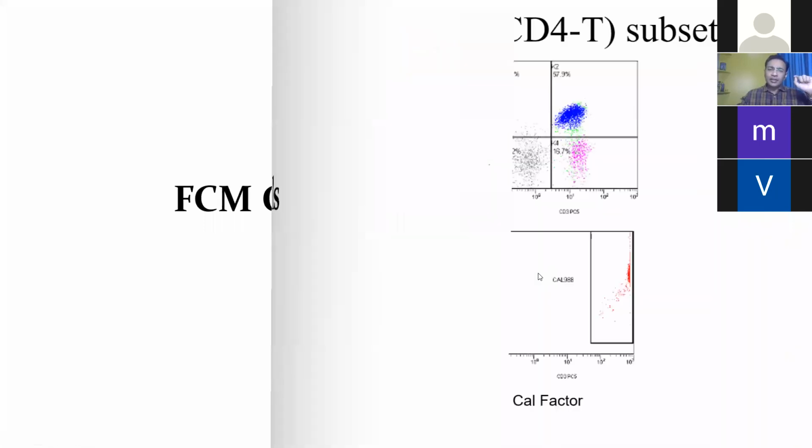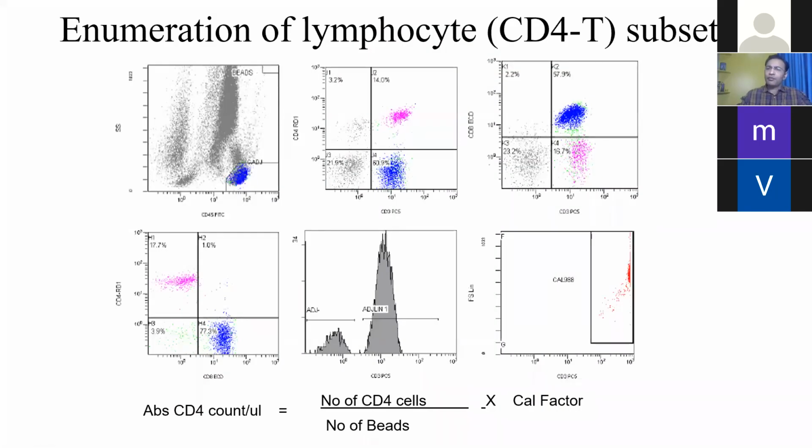Next is quantitation of cells, like CD4 counting. What we use is beads, with a single platform. For example, if we put 5,000 beads in 5 microliters of sample, that means 1,000 beads represent 1 microliter of sample. Then we count the number of CD4 positive cells per 1,000 beads. So for example, if I have 500 CD4 positive T cells per 1,000 beads, that means 500 CD4 positive T cells per microliter. That's how we count.